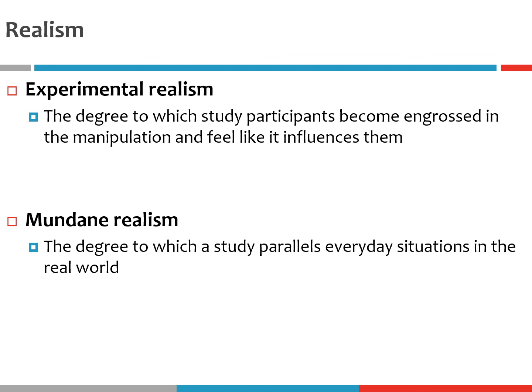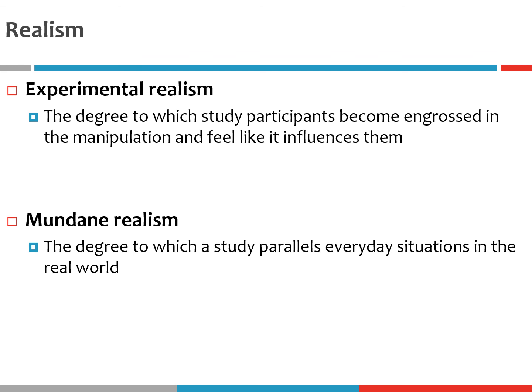And just a review of experimental versus mundane. Experimental is sort of the degree to which the participants believe that the study is working. And the Milgram study is a good example of that. They actually believed that this person was actually getting the shocks and they were actually hurting them. So they strongly believed in the study, right? What was being manipulated there. And so that study, the Milgram study, had very high experimental realism.